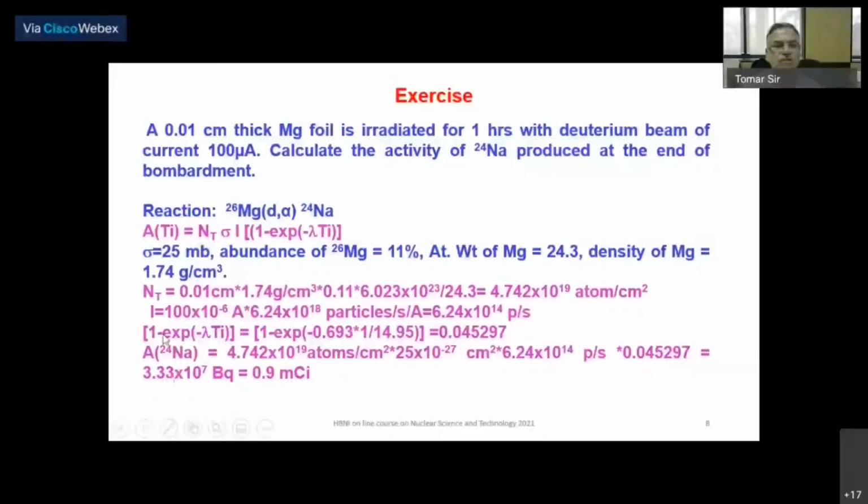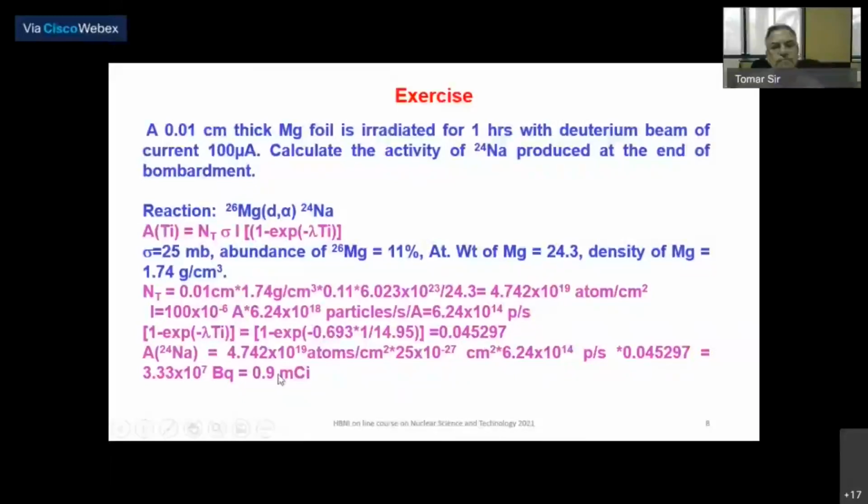The saturation factor is 1 minus e raised to minus 0.693 into time of irradiation upon the half-life. They have to be in the same units, so 0.045. So activity, you just multiply this N sigma I and the saturation factor, it becomes 3.33 into 10 power 7 becquerels or 0.9 millicurie.